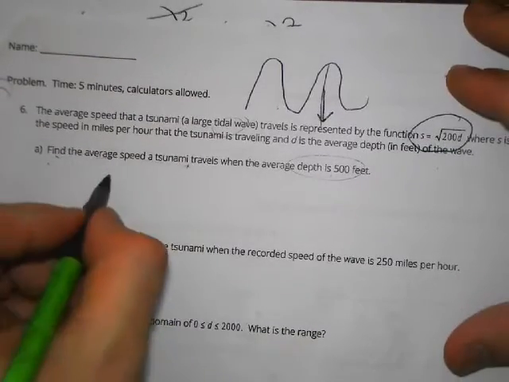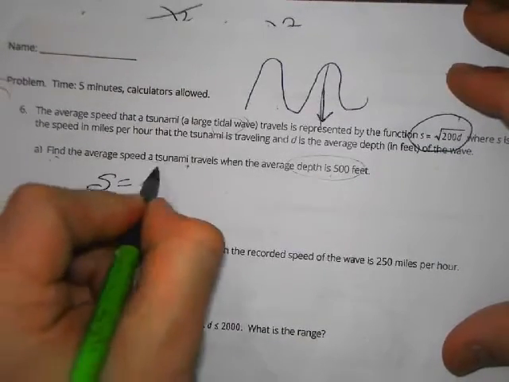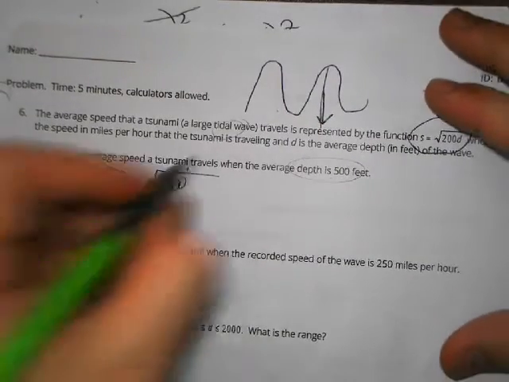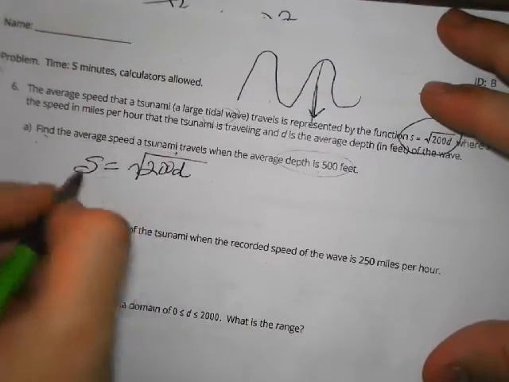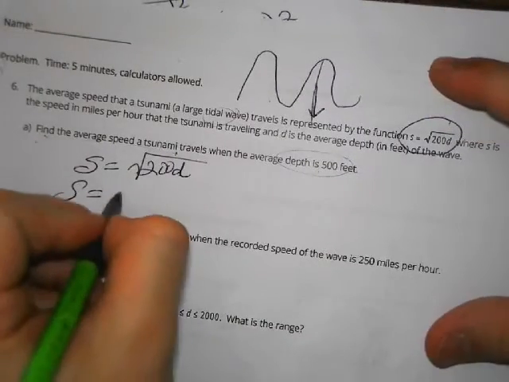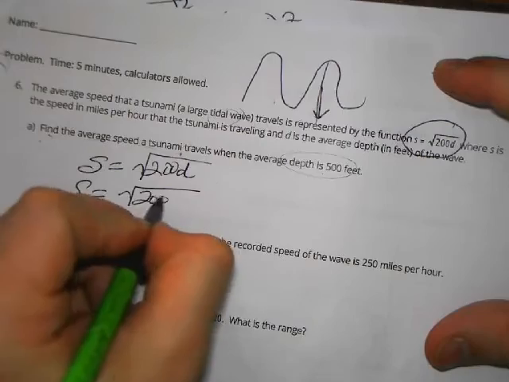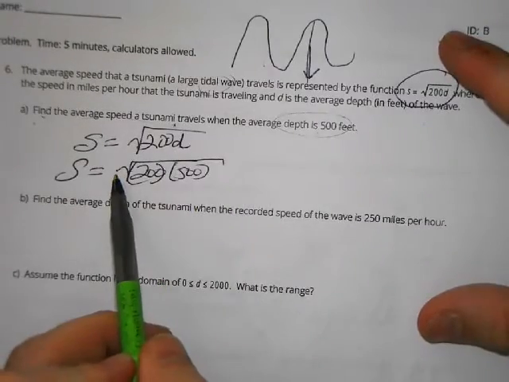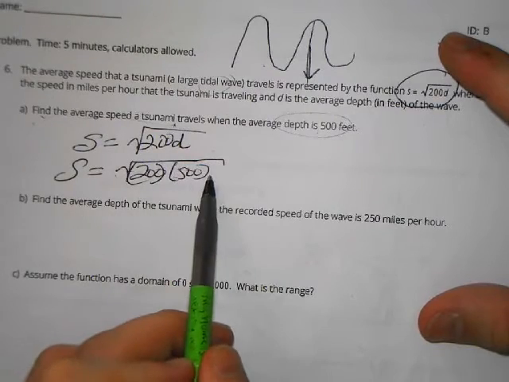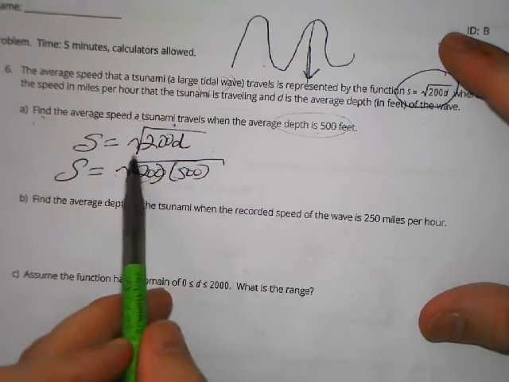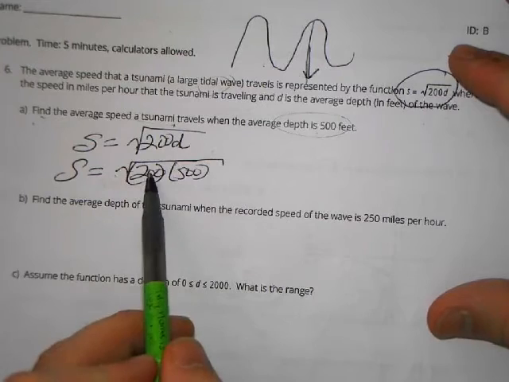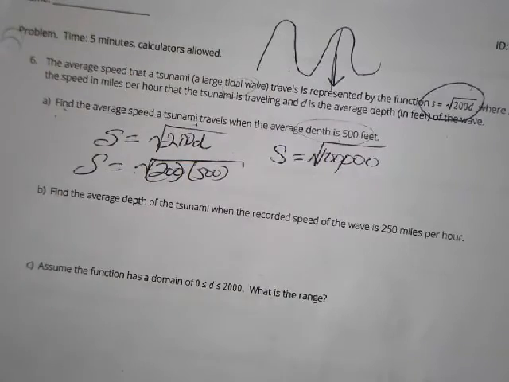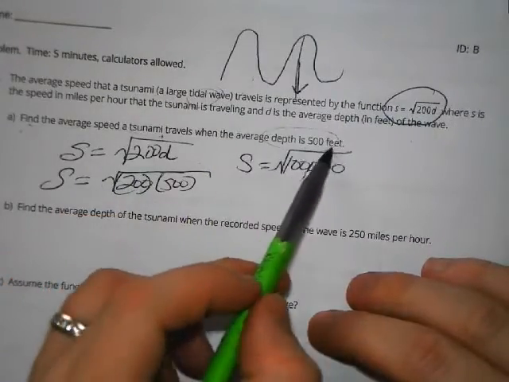Great. So we're going to take our original function, s equals the square root of 200 times the depth, and we're going to substitute in 200 times 500. All right, 2 times 5 is 10, and then 0, 0, 0, 0. So this is 10,000 altogether. This is telling us, again, that we have an average depth of 500 feet.